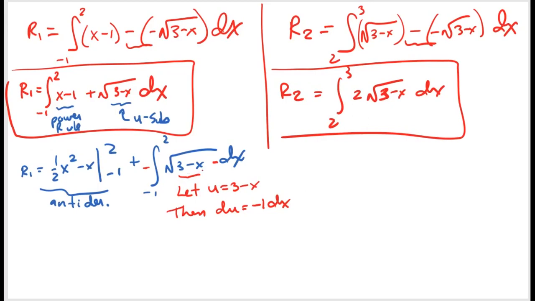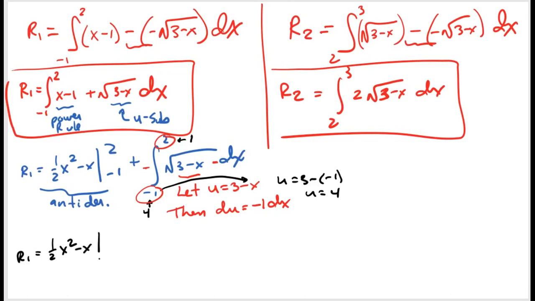The other thing we'd have to do is, once we change to u, these bounds only apply to x. So if I plug -1 in for x, then u is equal to 3 minus -1. U is equal to 4 becomes the new bottom bound. And if I plug this 2 in for x into that same expression, 3 minus 2 is 1, 1 becomes the new upper bound.